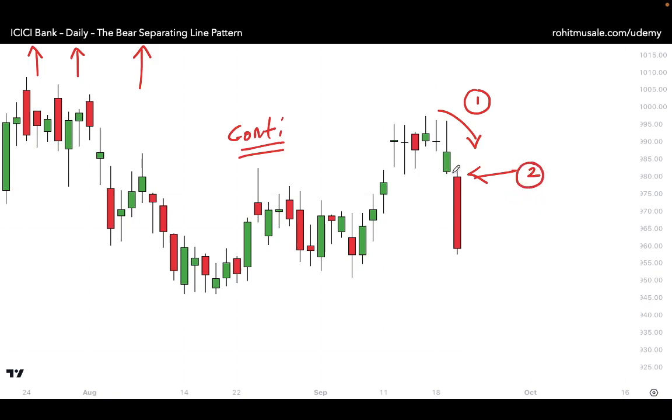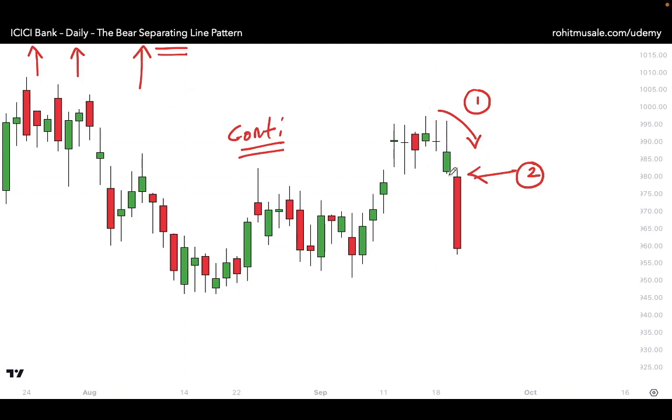So the psychology here is the market is coming down, suddenly the bulls become active, but by the time the next candle opens, the bulls are scared, and by the time the second candle closes, the bulls have completely given up. So when two candles have almost the same opening price and opposite color, that's called separating lines. And there are two versions of this pattern: the bull separating line and the bear separating line.